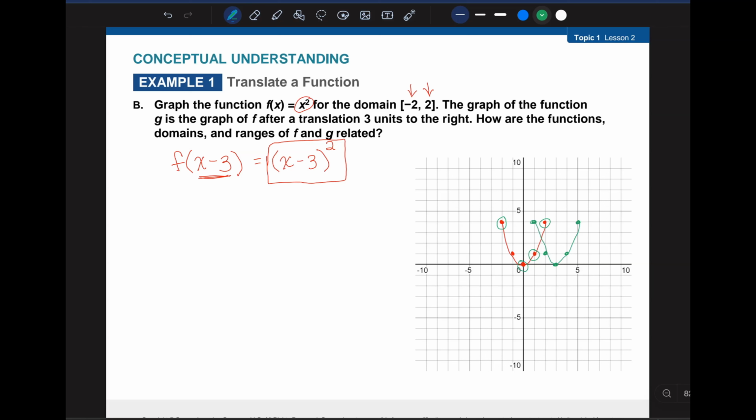So my domain is now from 1 to 5 because I moved 3 to the right. All right, so my new equation is g of x is equal to (x minus 3) squared. Okay, the domain is different, but the range is the same. I didn't go up or down. It's still 0 to 4.